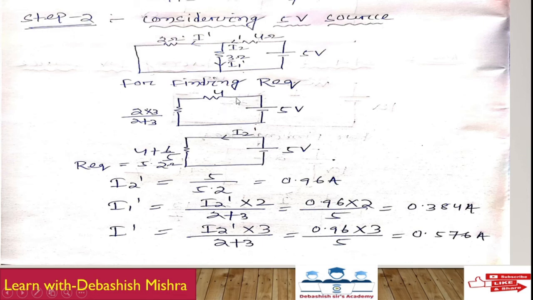Then we have to calculate I1 dash. I1 dash is the total current I2 dash times the opposite resistance, 2, divided by 2 plus 3. I2 dash into 2 divided by 2 plus 3 is 0.384 ampere. What is I dash? Total current is I2 dash times the opposite resistance, 3, divided by 3 plus 2. I2 dash into 3 divided by 2 plus 3 is 0.576 ampere.